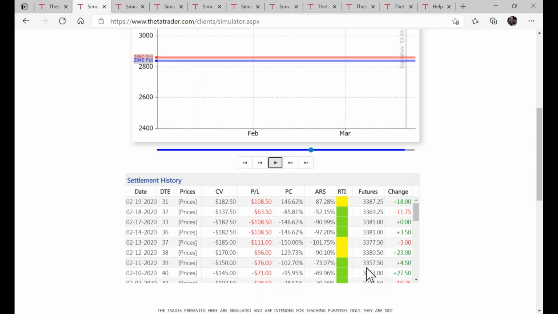Okay, this is interesting. It turns yellow. So this Condor trade turns yellow. It's losing some money, but the algorithm says don't do anything. Yellow is just a slightly elevated risk, but there's still nothing to do.